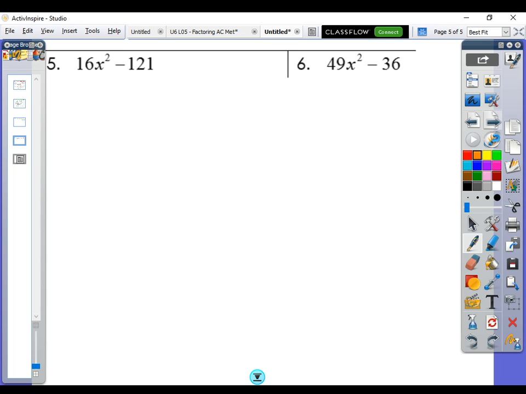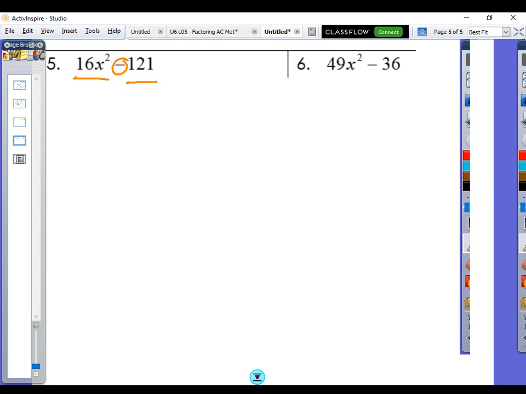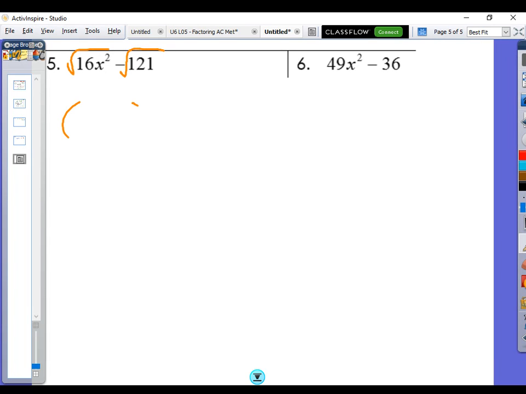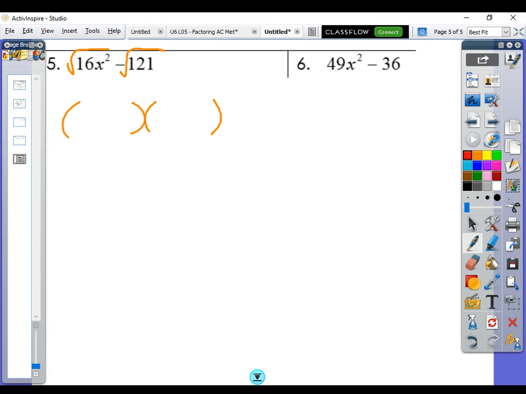All right, our last two practice problems here. Again, recognize perfect square, and subtraction. So this fits the bill, and we're ready to jump in. You take the square root of both. So two binomials, not just one binomial. Some people get lazy here and they stop writing both binomials. It has to be both.